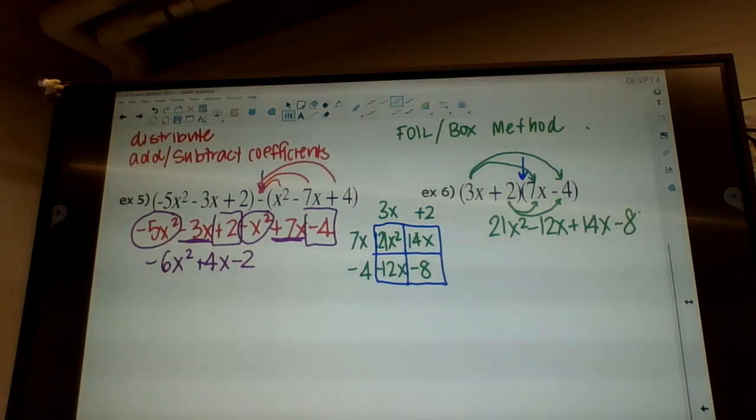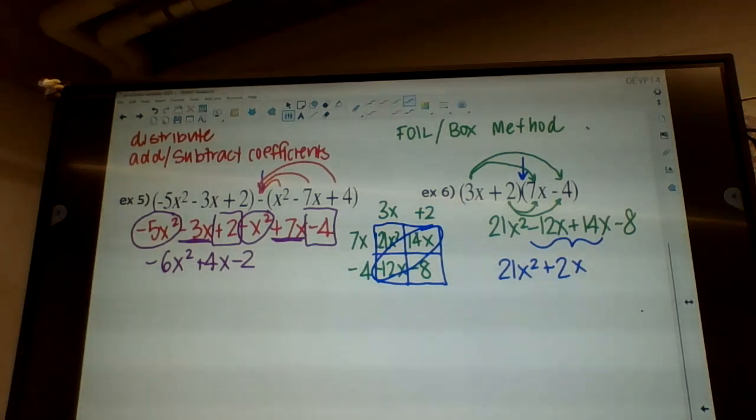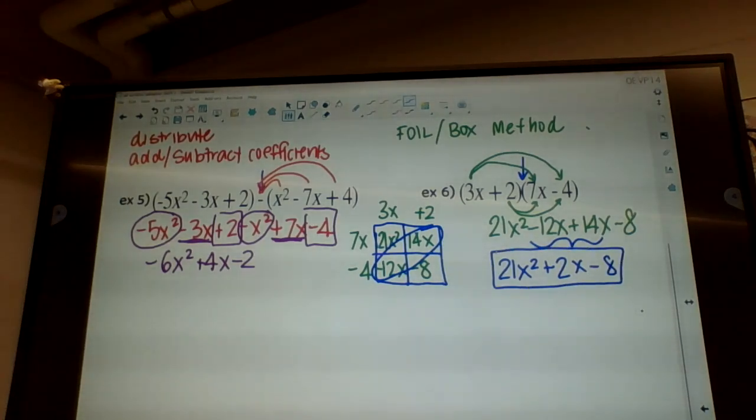Now once we're done with that, we're not quite actually done, there typically will be like terms. So there's some like terms we can put together. Now the 21x to the second is just going to stay as it is. I have -12, positive 4, so that's going to be a positive 2. And then the variable just comes along with it because we're adding. So just like on the last problem, we don't change the exponents when we're adding and subtracting. And then just -8. Okay?